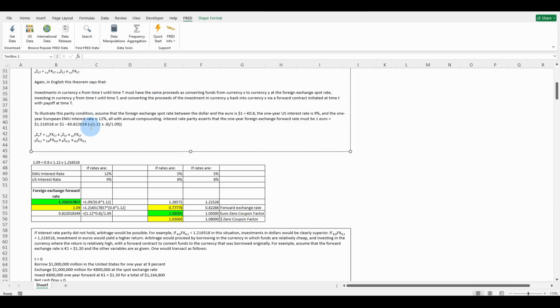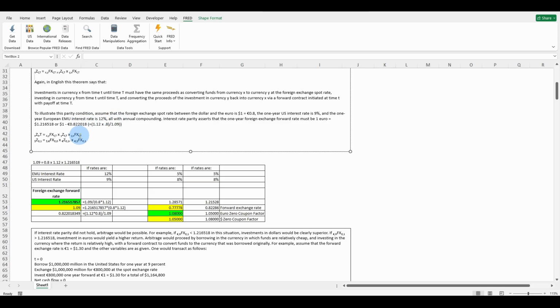To illustrate this parity condition, assume that the foreign exchange spot rate between the dollar and the euro is 1 to 0.8. The 1 year US interest rate is 9%, and the 1 year European EMU interest rate is 12%, all with annual compounding. Interest rate parity asserts that the 1 year foreign exchange forward rate must be 1 euro equals 1.21, or 1 minus 0.822018 equals 1.12 times 0.8 divided by 1.09.